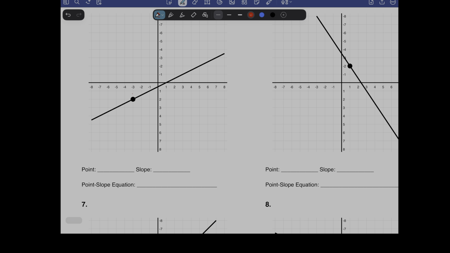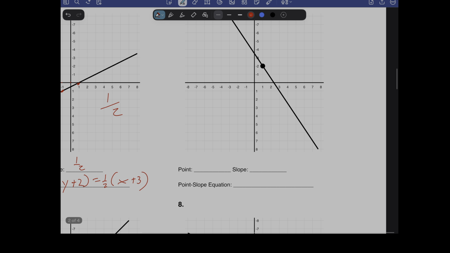Point is going to be -3, -2. Boom, boom. How about my slope? Up 1, yeah, that looks like it fits. Up 1 over 2. My slope is 1/2. And when I put this into the formula, now remember what I have in the parentheses is going to be a different sign than the point. So that's going to be y plus 2, because that's my y. And I'm going to get equals 1/2 x, and here's my x, plus 3. And I'm done. Let's go on to the next one.